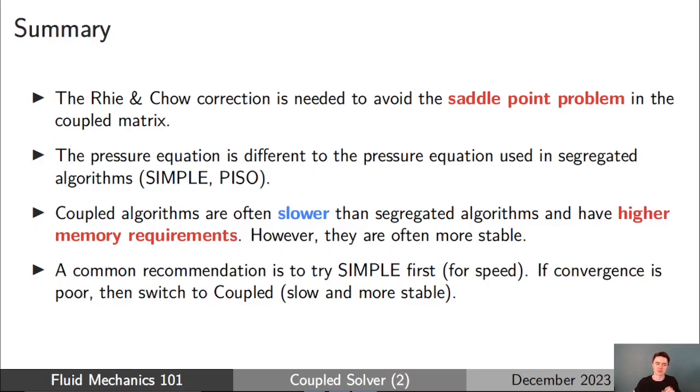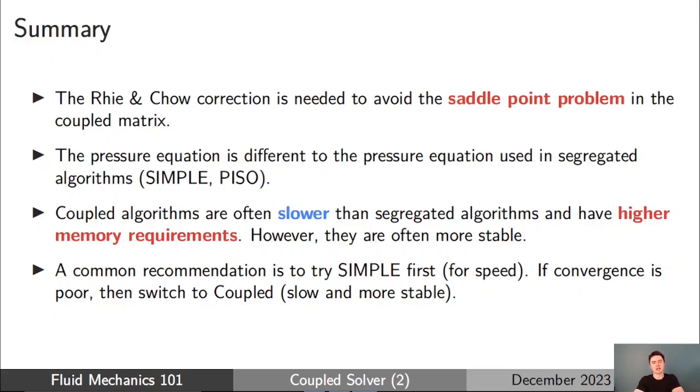The important points from this talk are that the Rhie and Chow correction is needed to avoid the saddle point problem in the coupled matrix. We can't just use the continuity equation directly to formulate our coupled matrix system. And when we use the Rhie and Chow correction, this allows us to formulate a pressure equation, and the pressure equation that forms part of our coupled matrix system is different. It's slightly different due to differences in the source term to the pressure equation that's typically used in the segregated algorithms like SIMPLE and PISO.